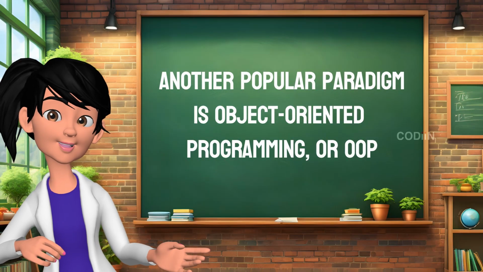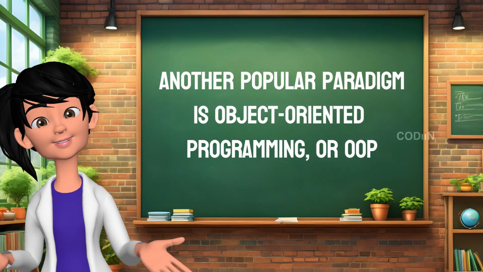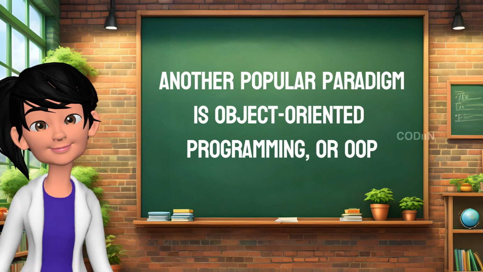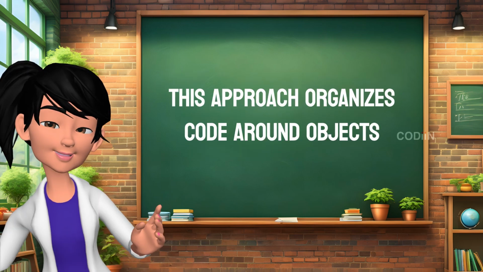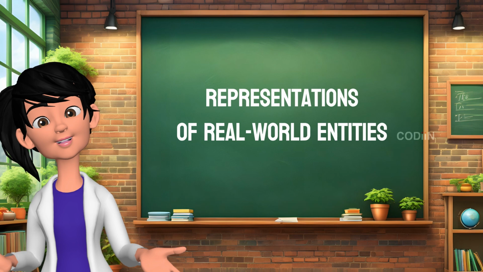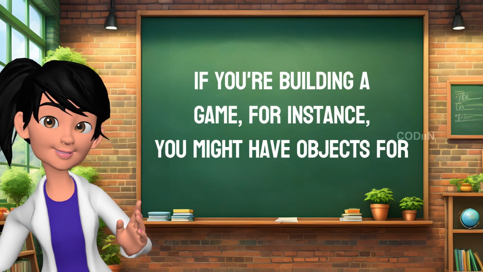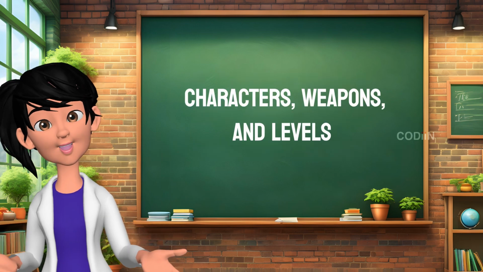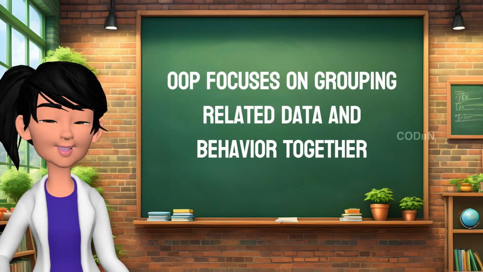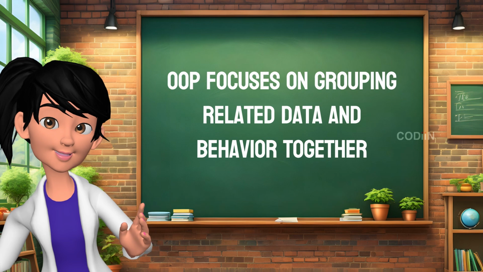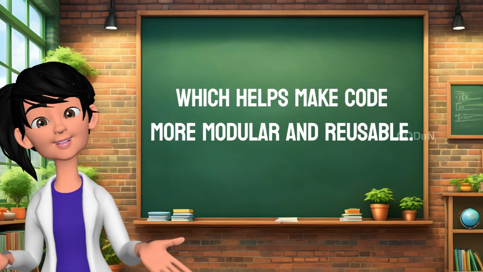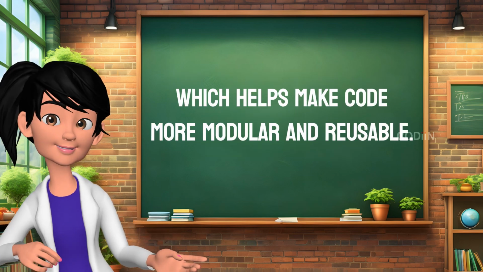Another popular paradigm is object-oriented programming, or OOP. This approach organizes code around objects, representations of real-world entities. If you're building a game, for instance, you might have objects for characters, weapons, and levels. OOP focuses on grouping related data and behavior together, which helps make code more modular and reusable.